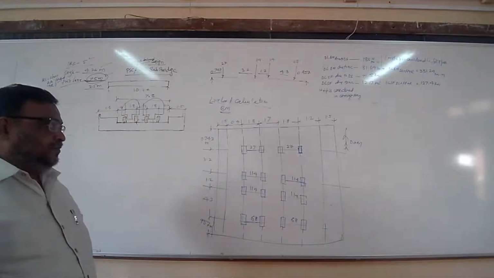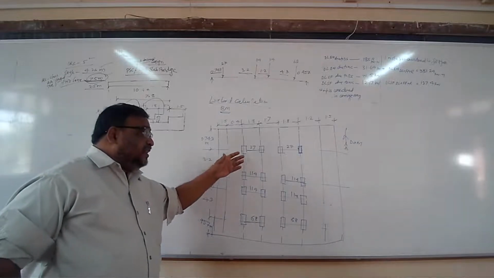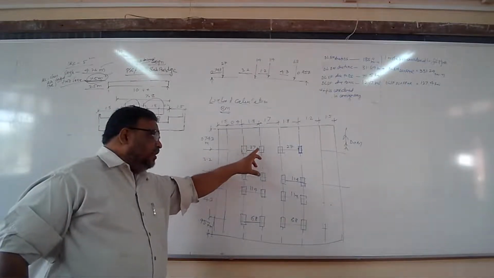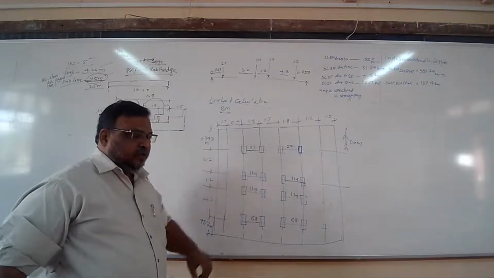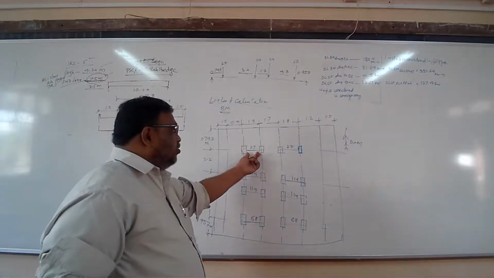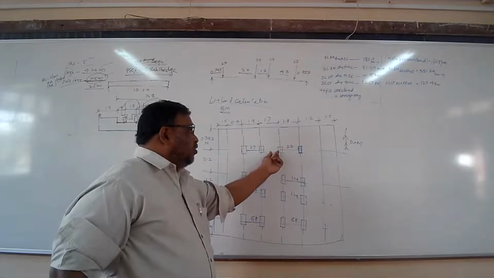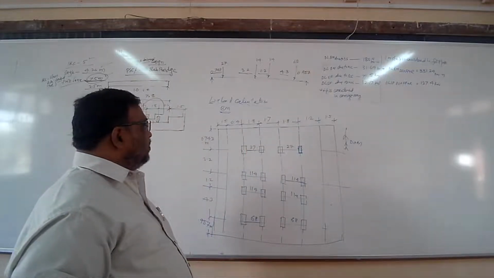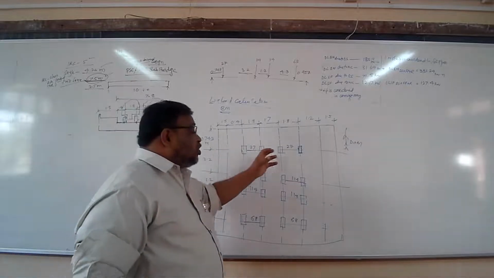अभी देखिए, मुझे कितना लोड ट्रांसफर कर रहा है ये एक्सल पता है 27. ये भी कितना करेगा? हाफ ऑफ 27. ये भी कितना करेगा? हाफ ऑफ 27. क्योंकि 27 इज द एक्सल लोड. This axle load is 27, तो आधा इधर जाएगा, आधा इधर जाएगा. Fine, no problem. लेकिन कितना डिस्ट्रीब्यूटेड लोड रहेगा?